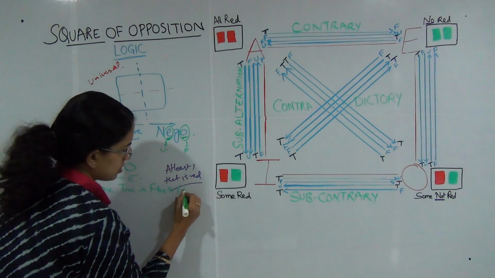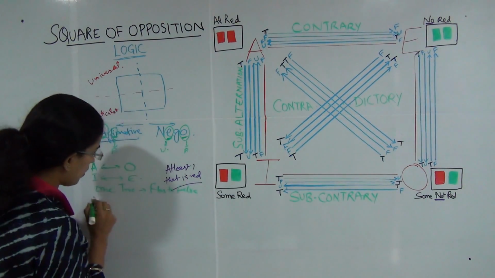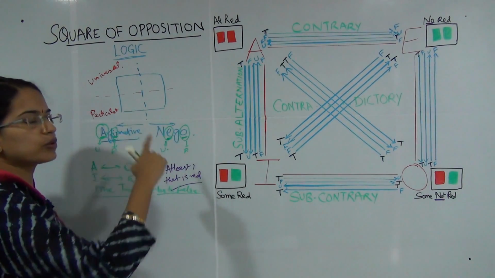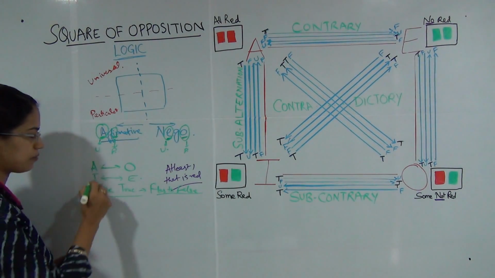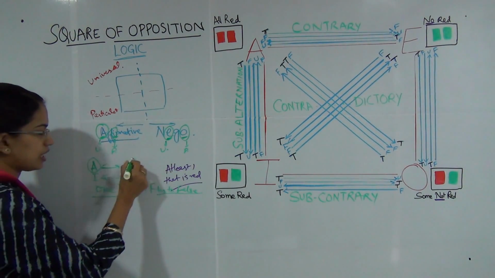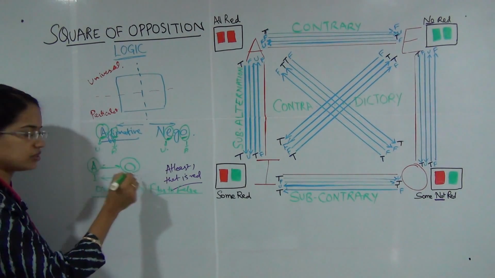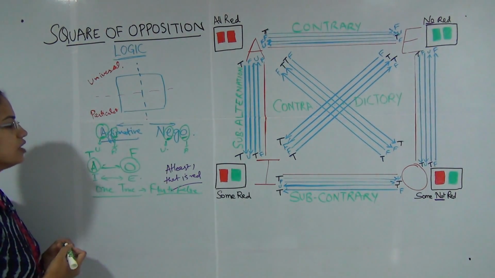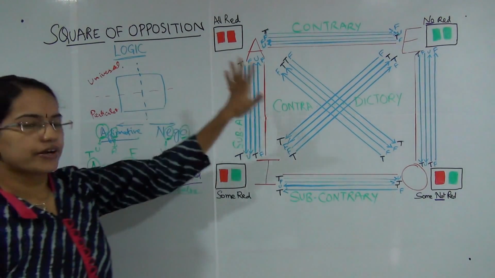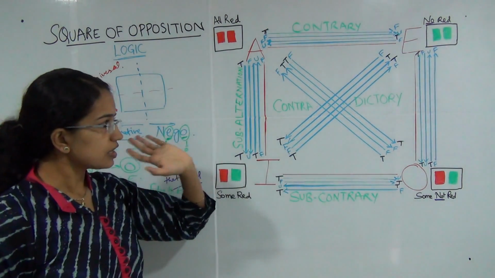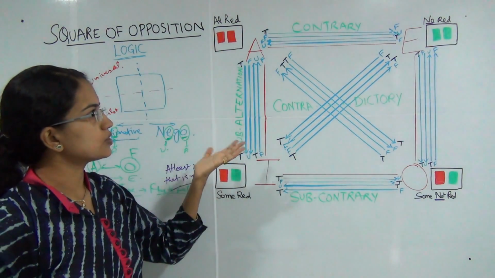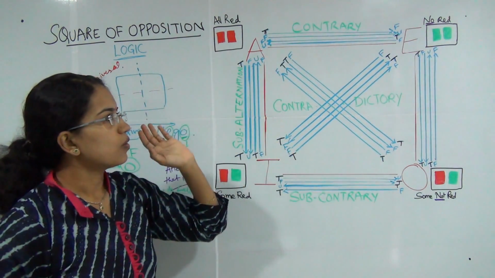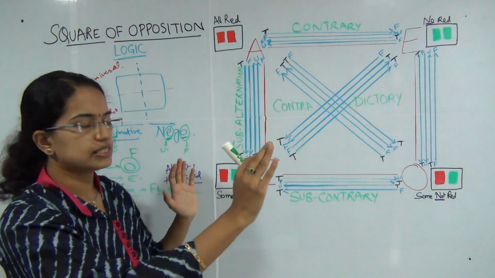In other words, I can say both cannot be true and both cannot be false at the same time. I cannot say A and O are both true or A and O are both false. If one is true, one has to be false. That is for sure. So that is what the contradictory approach is. Now let's move on to the next approach, the contrary approach. Contrary approach only follows between universal sets.